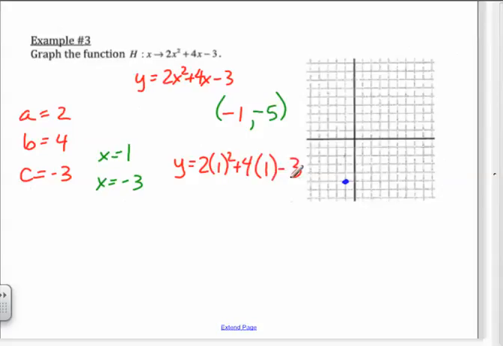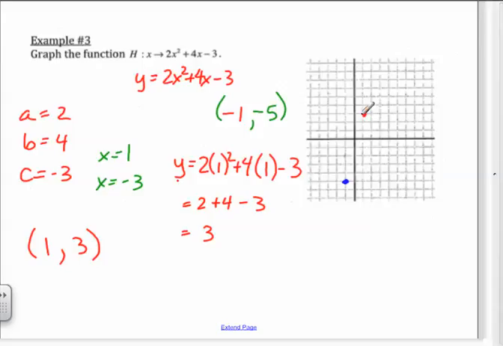You notice that I use y and h of x synonymously because they are the same thing. I just change them in and out. So y is going to be 2 plus 4 minus 3, and that's going to be 3. So here's one point: if x is 1, then y is 3. I'll go ahead and plot that one. x is 1, y is 3. This thing's going to be pretty narrow.